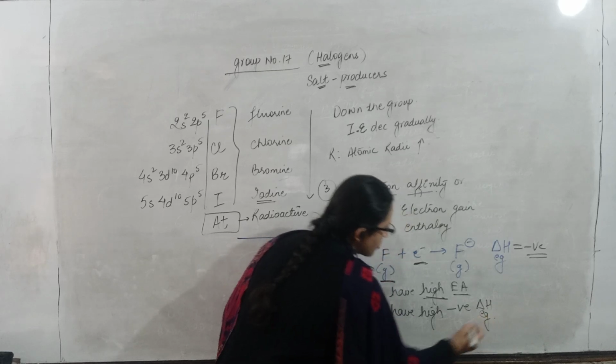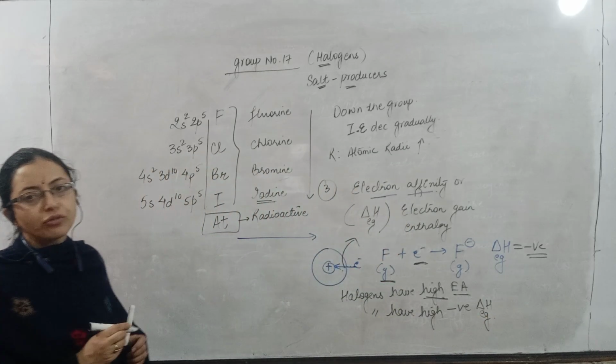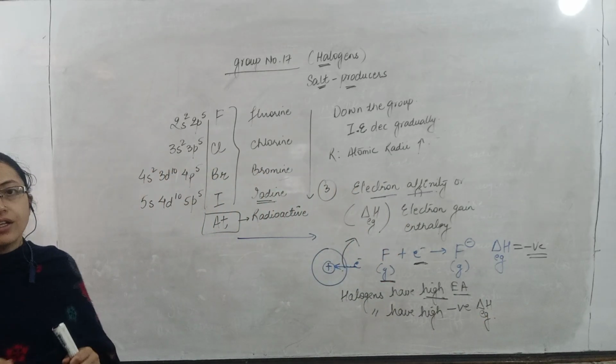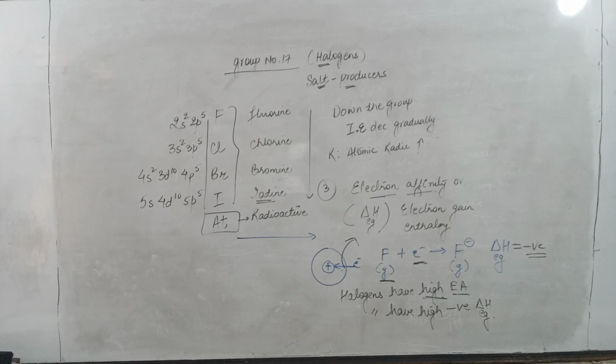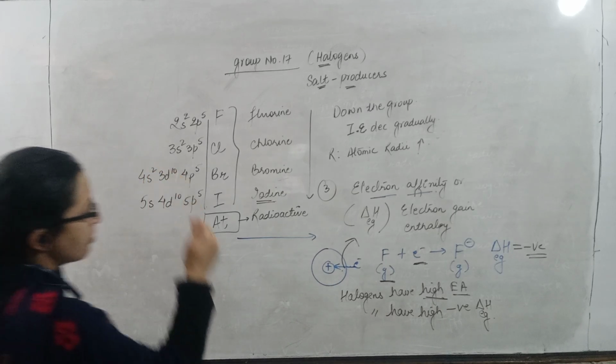When we talk in terms of enthalpy, you have to remember the negative sign. They have high negative electron gain enthalpies, and in terms of electron affinity, they have high electron affinity. When you compare with the rest of the period elements, because they have smaller sizes, they have a very high tendency to gain electrons. Now let's compare down the group.